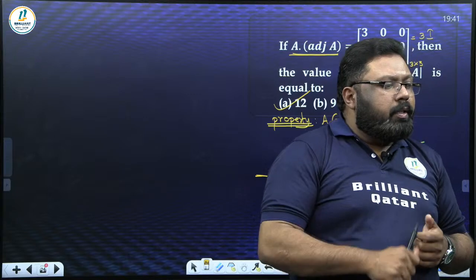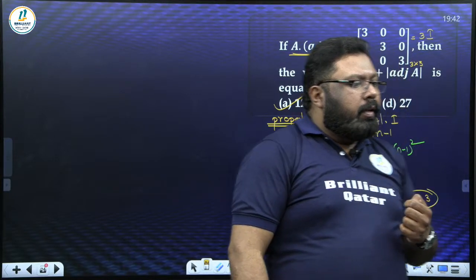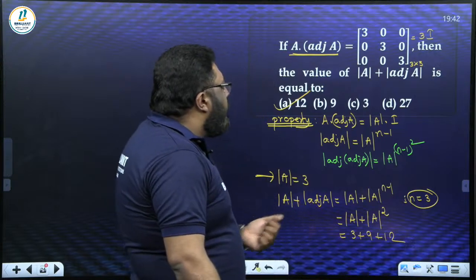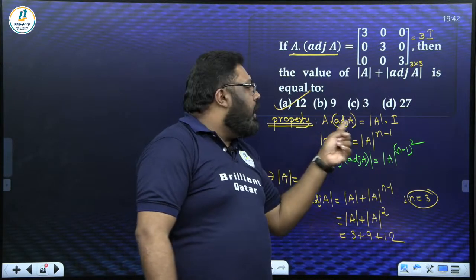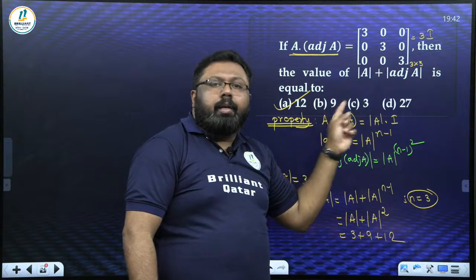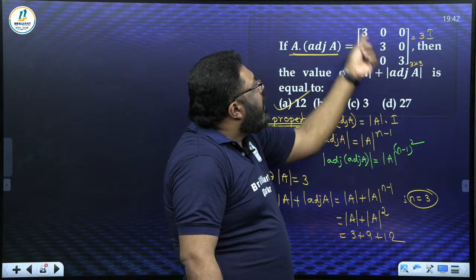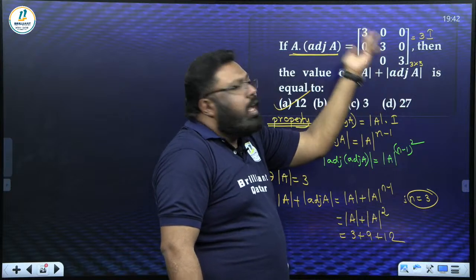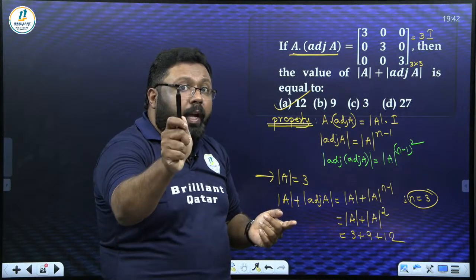Yes. Okay. Once again, remember, when you multiply a matrix with its own adjoint, the answer is going to be determinant of A into I. So if that matrix A into adjoint is given to you, the diagonal will be the determinant of the matrix. Got it? Determinant of A. Got it?